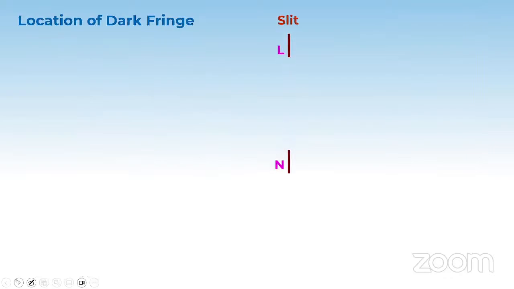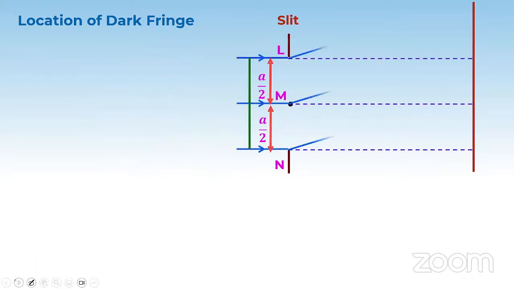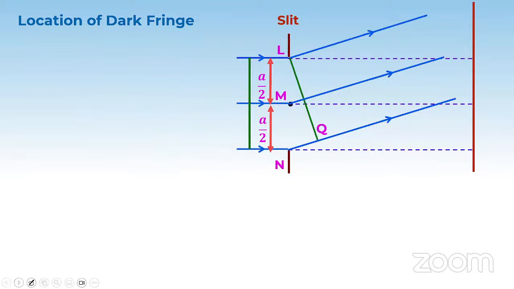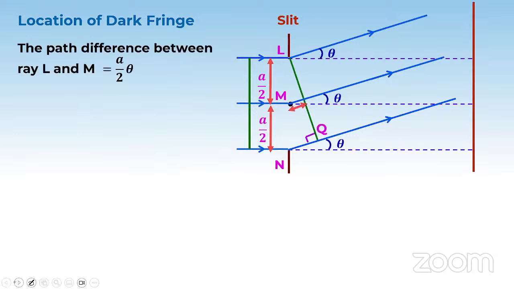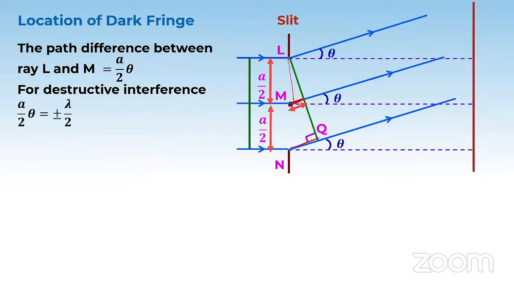Now the location of the dark fringe, again the same concept we are going to apply. We will divide this into A by 2 and A by 2 distance. It will behave like two slits are there. Now these are plane waves. Again, the path difference you will find out, for L to N it comes out as this much, and for L to M it comes out as this much. So the path difference between rays L and M is nothing but A by 2 into theta. And for destructive interference, this A by 2 into theta will be plus minus lambda by 2.